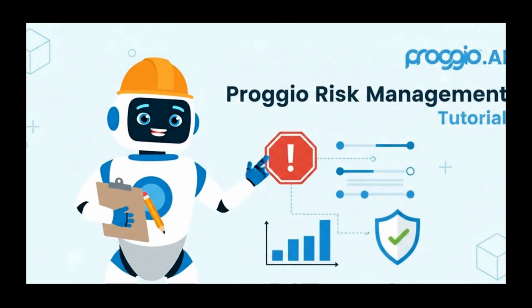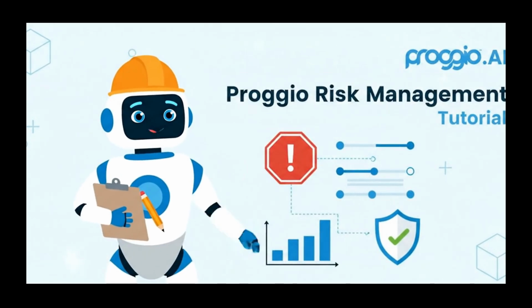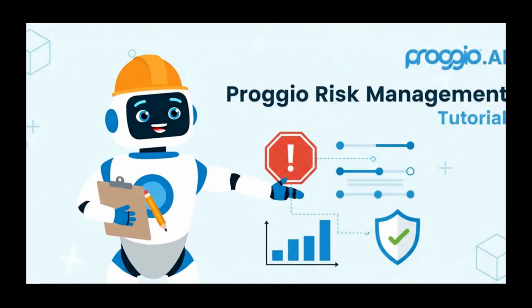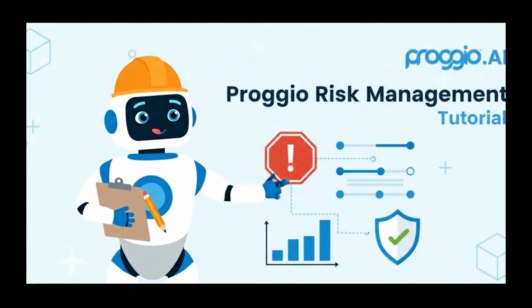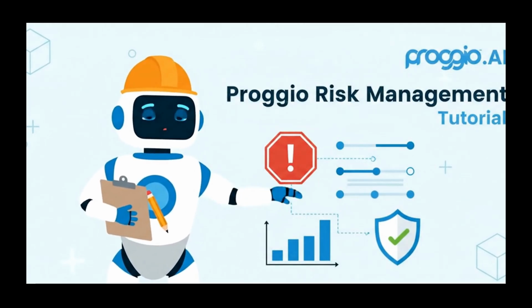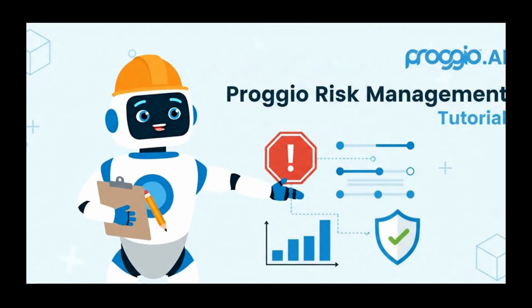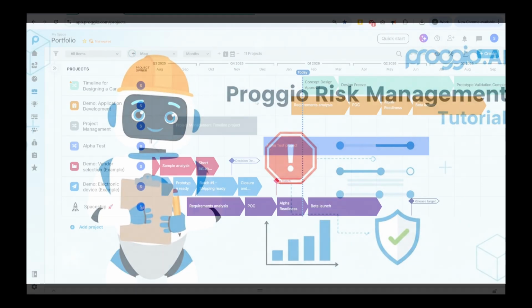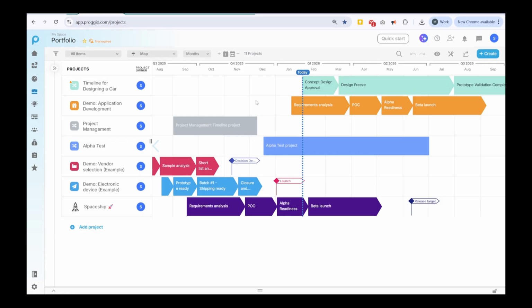Risk management is essential to successful project delivery. With Proggio, you can identify, track, and manage risks across your entire organization, from portfolio-level visibility down to individual tasks. Let's take a look at how it works.